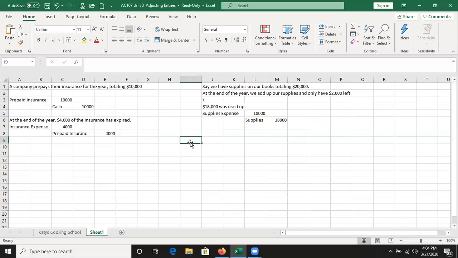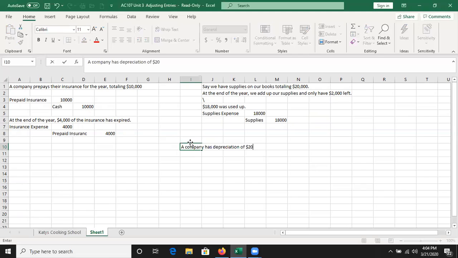Depreciation is a decline in value of a fixed asset. A fixed asset is property, plant, or equipment. Some long-lived asset, like a computer, a building, a desk, a big television that you use for your business, something that's long-lasting. So when you have depreciation, let's say a company has depreciation of $20,000 on one of their buildings.